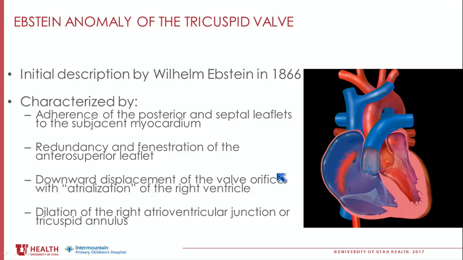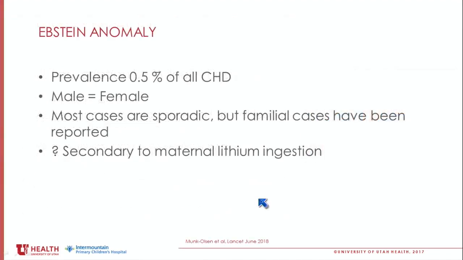So this was initially described in 1866 by Wilhelm Ebstein. It's adherence of the posterior and septal leaflets to the myocardium, and then redundancy or fenestration of the anterior superior leaflet. So this leaflet gets really redundant. We call it sail-like, and then the septal and posterior leaflet get plastered down to the ventricular septum. And because of that downward displacement, you have atrialization of the ventricle, making it look really big, and then the AV valve annulus, or the tricuspid valve annulus, gets dilated.